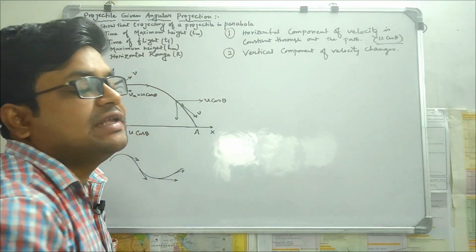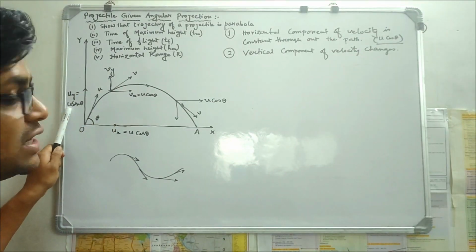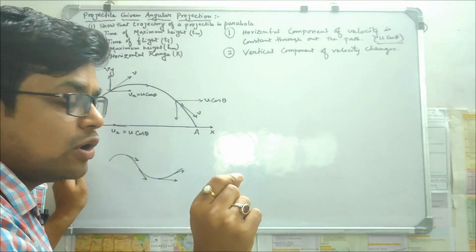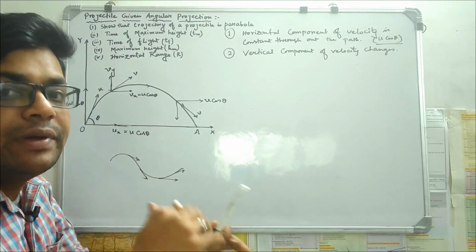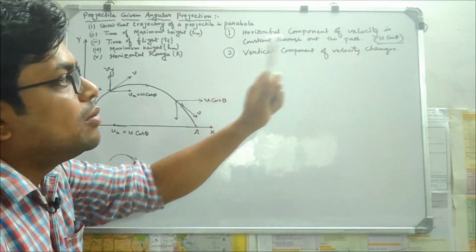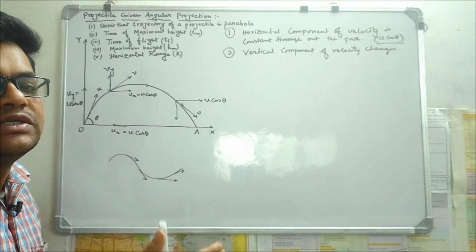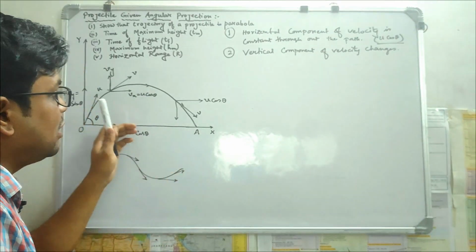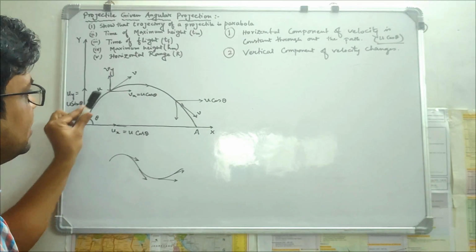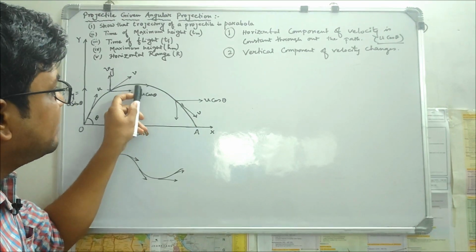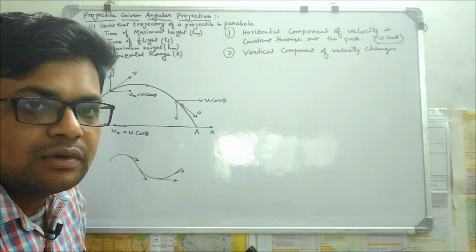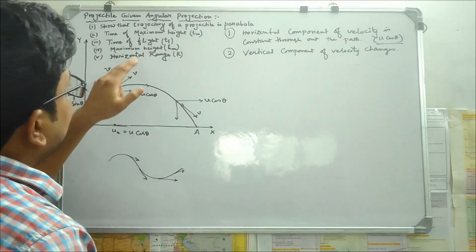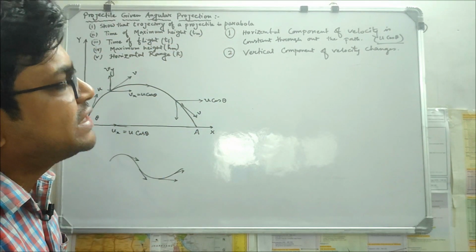Vertical component of velocity changes. That means u sin theta was the velocity at the initial point, but u sin theta will not remain constant at each and every point. It will be continuously varied, because the vertical component depends on gravity. Gravity pulls it down. That's why the velocity changes. Initially the velocity decreases. At the maximum height, the vertical component becomes 0. Then again it increases. So the first point is that the trajectory of a projectile is a parabola.